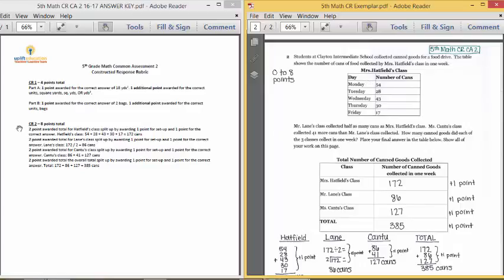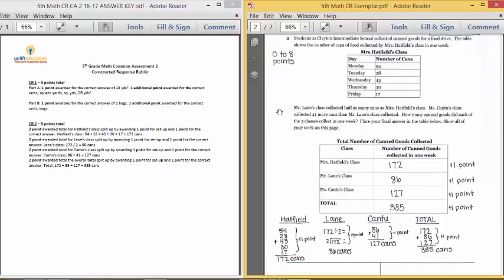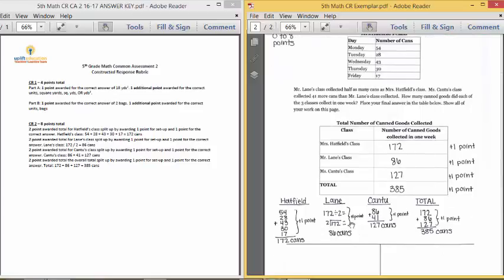As you can see from the rubric over here, they're awarded 2 points for each of the different classes that they come up with. So it asks how many canned goods did each of the 3 classes collect in 1 week. So you can see Mrs. Hatfield's, Mr. Lane's, Mrs. Cantu's, and then the total. And then this is meant to help organize the scholars. So you should see work and an answer for each of the teachers plus the total. As you can see, for each of these, they receive 1 point for setting it up correctly and then 1 point for the correct answer.